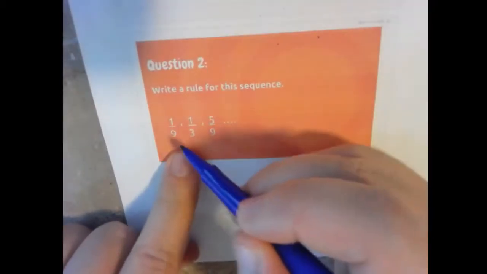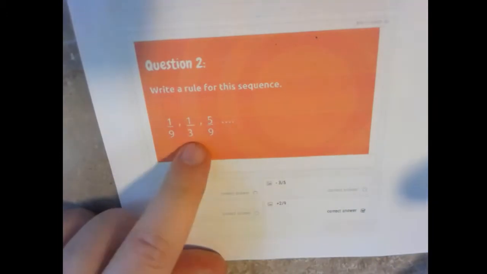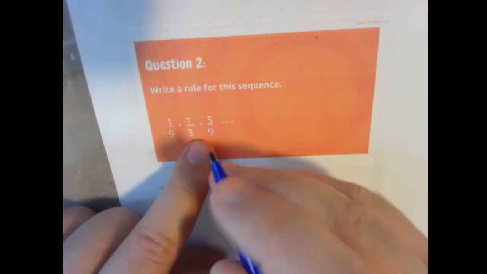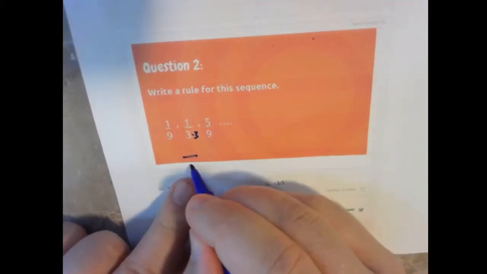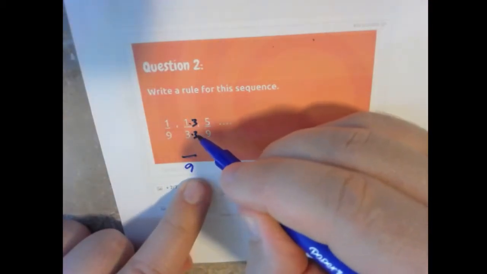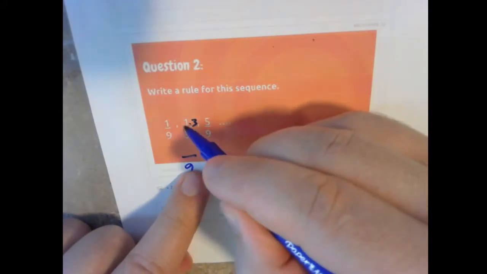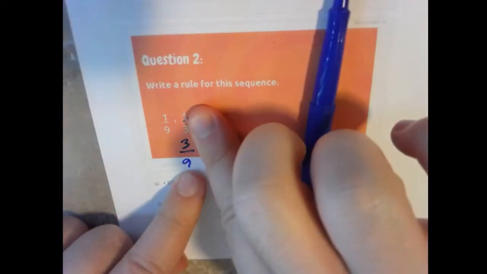Okay, so we have 1/9, 1/3, and 5/9. So what if we change this 1/3 into something ninths? Well, how would I get from 3 to 9 using multiplication? That would be times 3. Okay, so we fixed that. Now it's going to be over 9. But what is the top? We have to do the same thing to the top. Okay, so we multiplied 3 by 3 to make 9. So we're going to do 1 times 3. And if you think about it, 1/3 and 3/9 is the same.